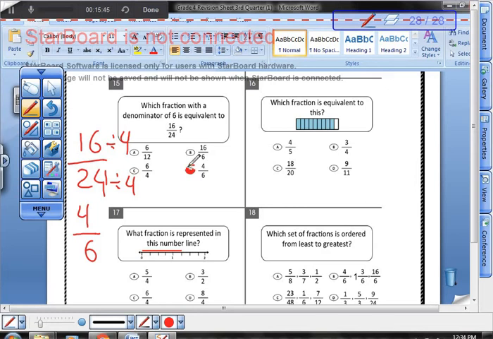Number 16, which fraction is equivalent to this model? We have to write the fraction for this model. Let's count the colored parts: 1, 2, 3, 4, 5, 6, 7, 8, 9. It's 9 out of 10. Can we divide up and down by the same number? No. Why not? Because 9 is odd and 10 is even, so we cannot divide by 2.